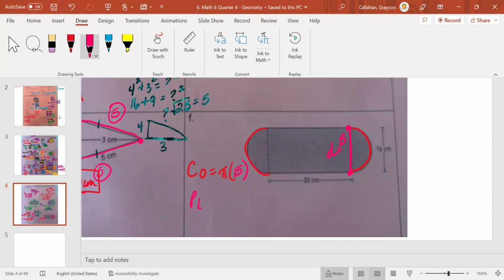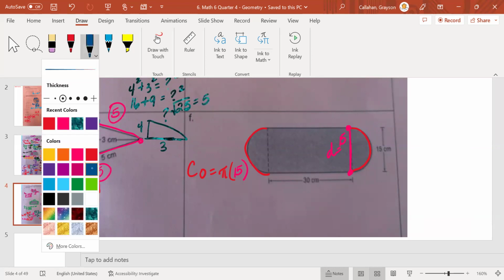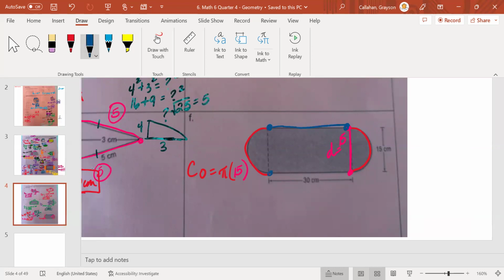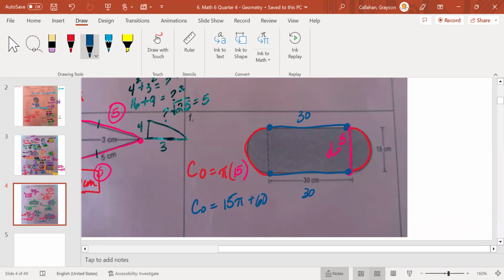Then you want the perimeter of the rectangle, right? But you gotta be careful with that because we're not gonna do the entire rectangle. We're just gonna do this piece here, right? And this piece here, which is what? 30 and 30, right? So then it's gonna be 15 pi plus 30 and 30 is 60. And that's it. That's your answer. Your perimeter, not circumference, of this weird shaped thing is this centimeter squared. And that's it. That concludes everything. Are you okay with this?